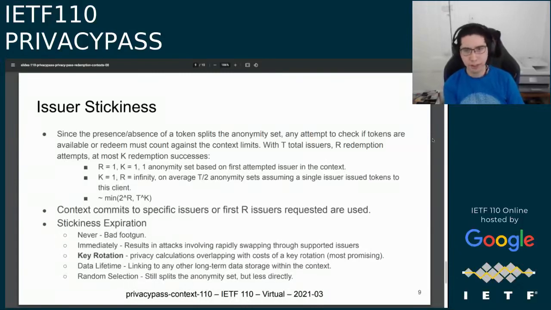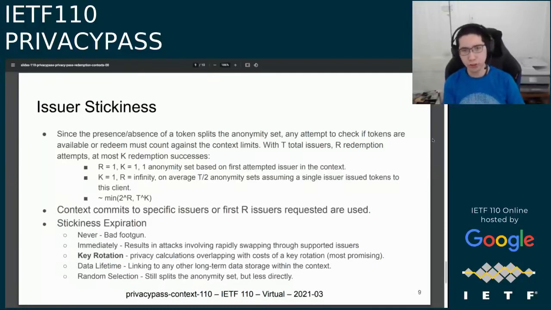The straightforward thing is the first issuer you think about and talk to, you're pinned to that issuer. You either got a token, you didn't get a token, but now you can no longer try using another issuer in that context. You can increase this number to various amounts to get 2 to the R, the number of different attempts you're willing to do. And the more attempts to redeem that you have, the lower your privacy in this particular context is.